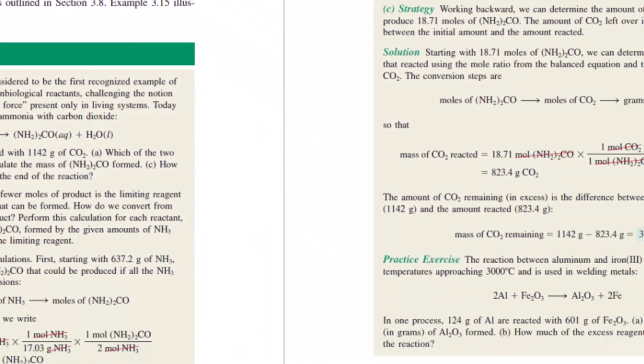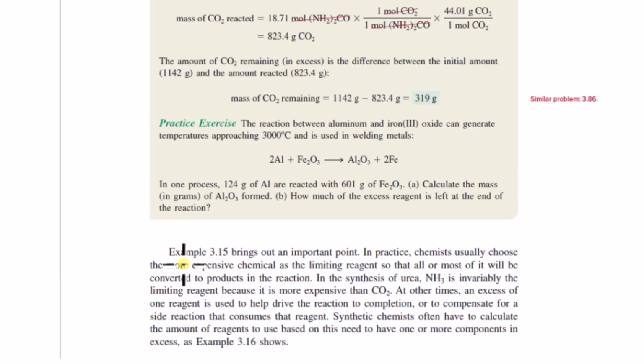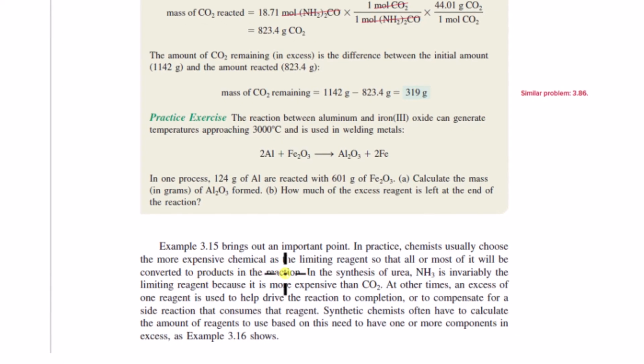Okay, so it says, in practice, chemists usually choose the more expensive chemical as the limiting reagent, so that all or most of it will be converted to products in the reaction. So in the previous example, we're not going to go through these examples here. We'll work a bunch of practice problems in the upcoming videos. In the previous example involving the synthesis of urea, NH3 is invariably the limiting reagent because it is more expensive than CO2.